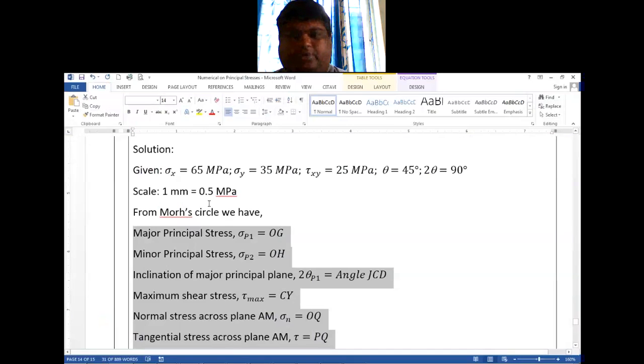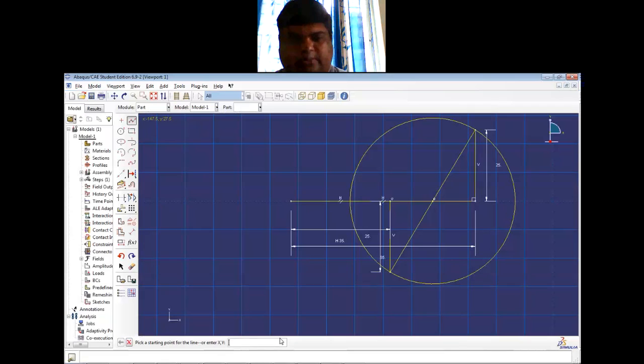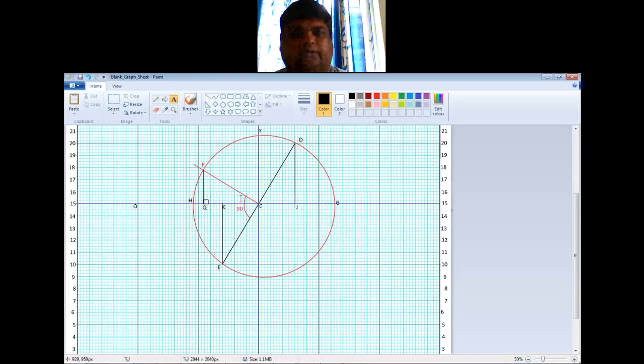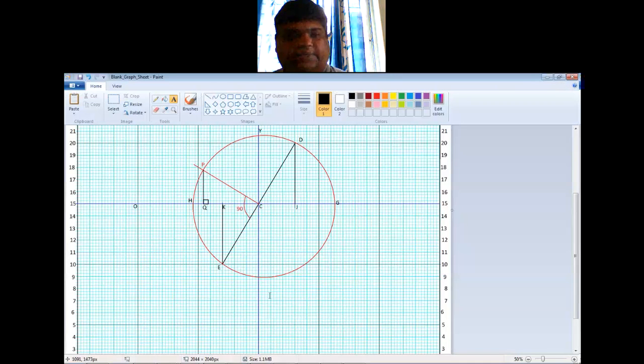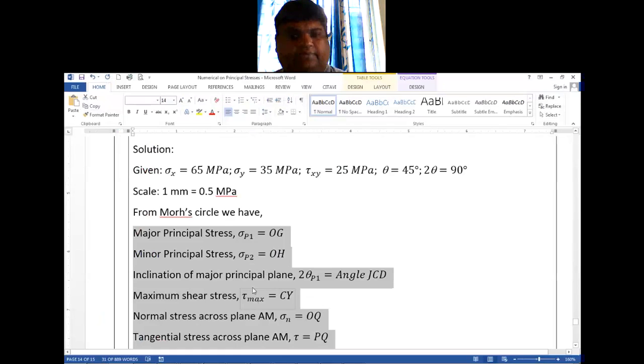Now I have to draw the inclined plane. Where is my diagram? Yeah. So from here at 90 degree. So I'll just draw a line like this. And this angle is 90 degree. Now you drop a perpendicular from this point. So this is the perpendicular. Now I have everything. I can just find the values.